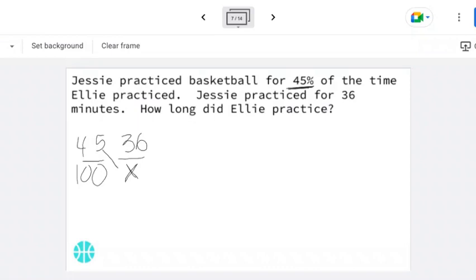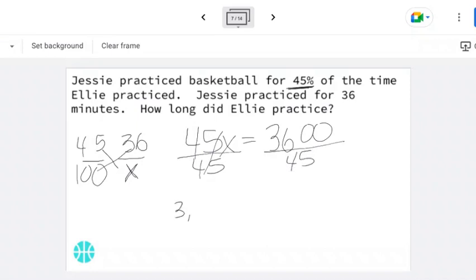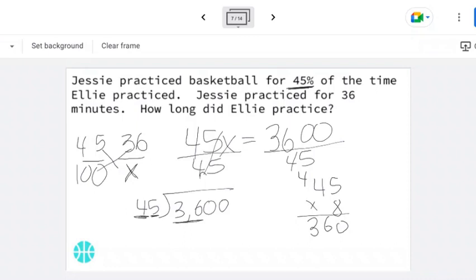Okay, let's check what you got. 45 times x, 45x. 36 times 100, 36 and 2 zeros. We're going to divide by 45, divide by 45. So 3,600 divided by 45. Let's use our trick. How many times would 4 go into 36? Well, 4 times 9 is 36, but I don't have just 4. I have 45. So I'm going to drop down one. Let's try 8. 45 times 8: 8 times 5 is 40, 8 times 4 is 32, plus 4 more is 36. So 8 is exactly what we wanted. Subtract and get 0. Bring down a 0. 45 goes into 0 zero times.